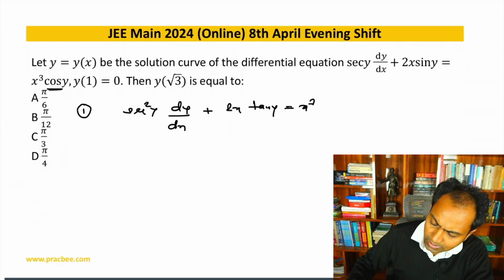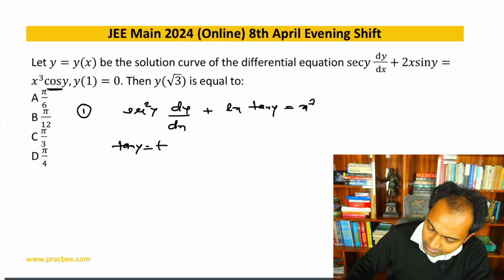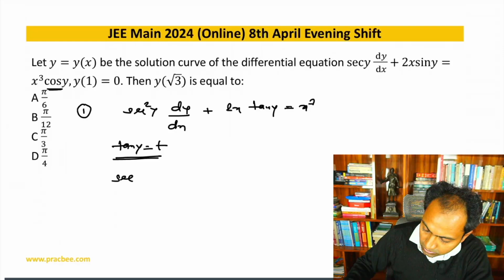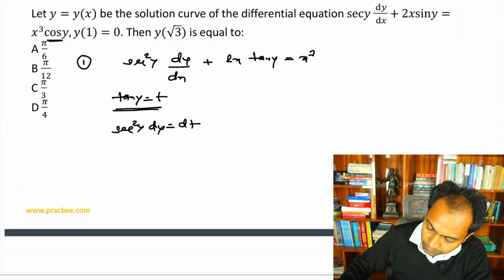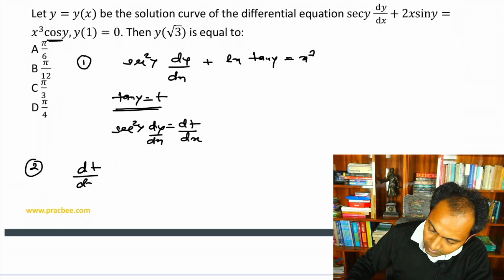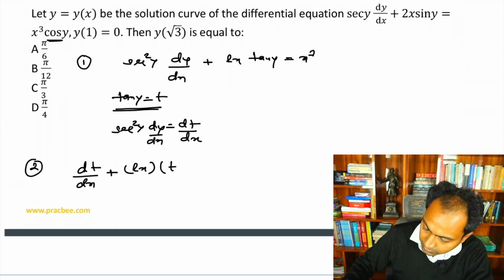Now you can see that if I just substitute tan y as t, it will become a linear differential equation. So sec square y dy is equal to dt, and if you divide by dx, it will be dx on both the sides. In the next part we can do this substitution. This becomes dt by dx, and what we have is 2x into t.